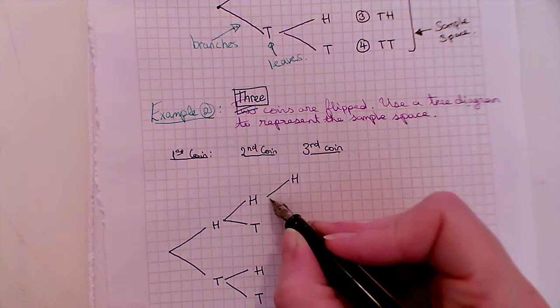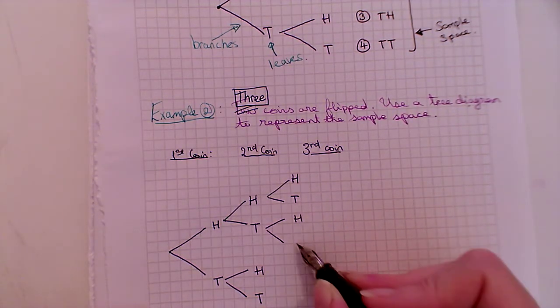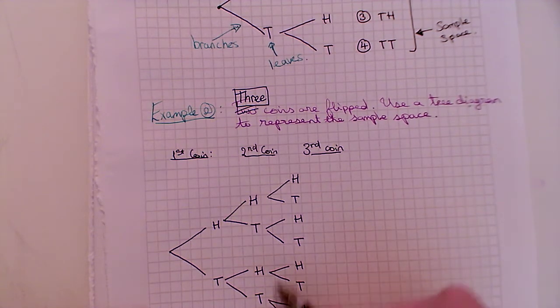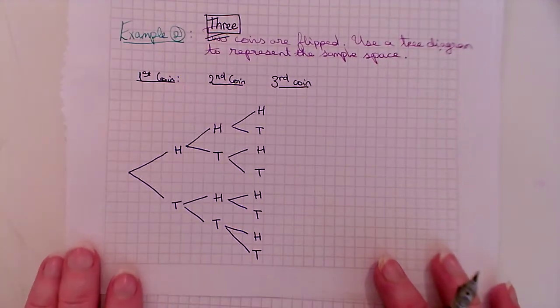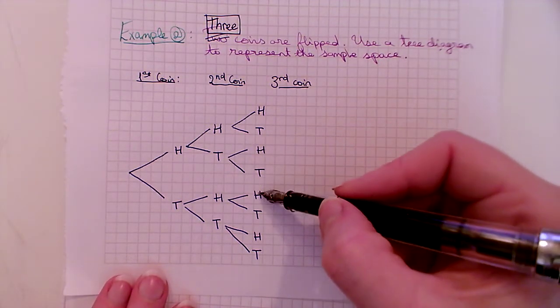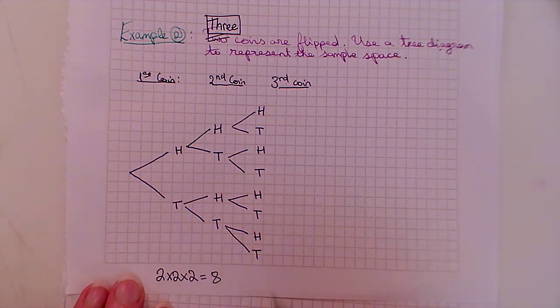after this one, heads or tails, heads or tails, heads or tails, heads. And it's fine for the angles to be kind of stretched out like this, so long as we get all of our outcomes. And how many do we have? 1, 2, 3, 4, 5, 6, 7, 8. And that makes sense because our fundamental principle of counting told us we'd have to multiply all the outcomes together. And that's why we have 8.